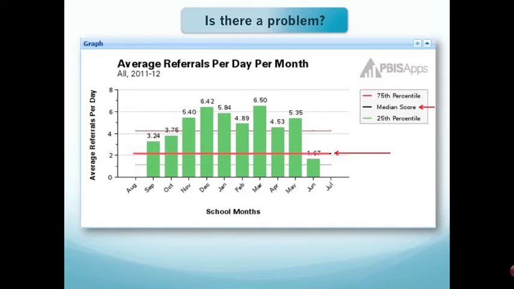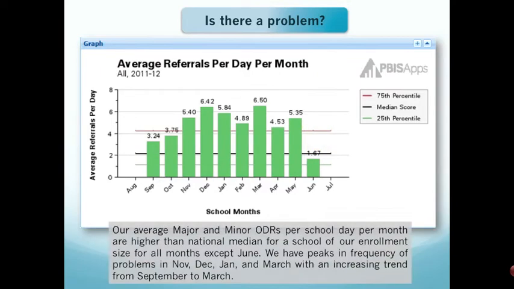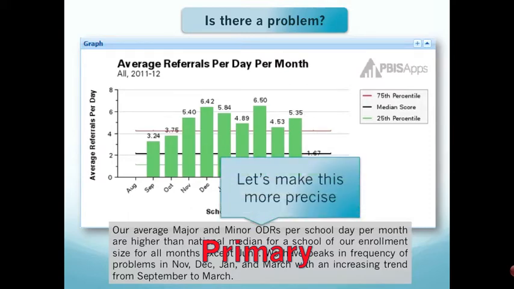When we look at this graph now, with that in mind, we can see that our referrals are quite a bit above our expectation, with a trend increasing and all of our months above the national median except for the month of June. So is there a problem? In most cases, I think we would agree there was. Here's one way we can describe that. This, however, is a primary statement. It does not lead us toward the direction of solutions. We need to make it more precise.